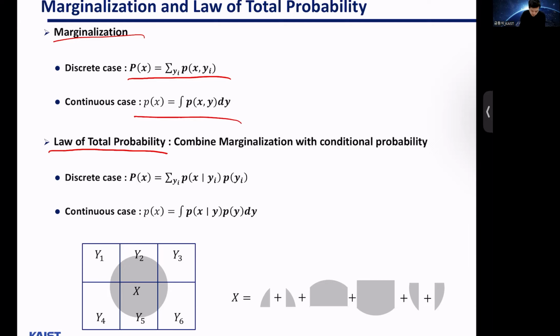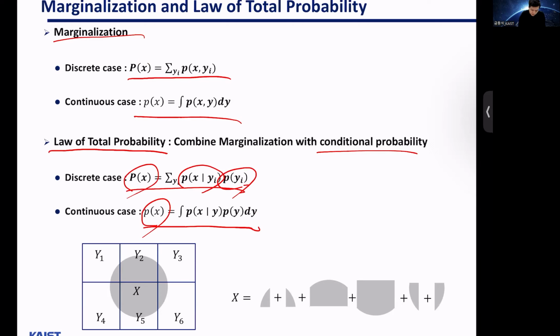And if you apply the conditional probability, then you get this equation. And what this means is that if we know this value and this value, then we can compute P of x, in both discrete and continuous case.